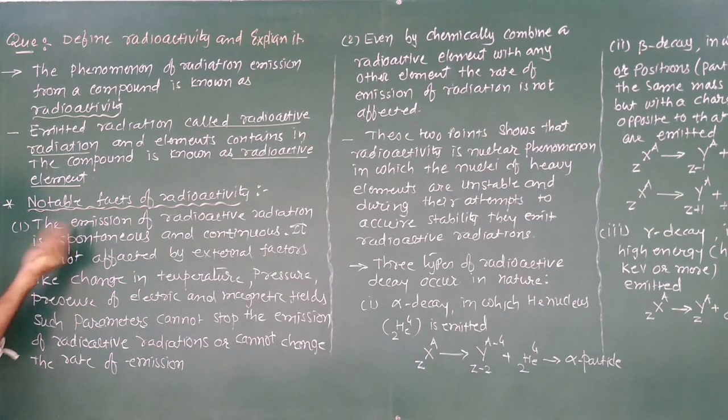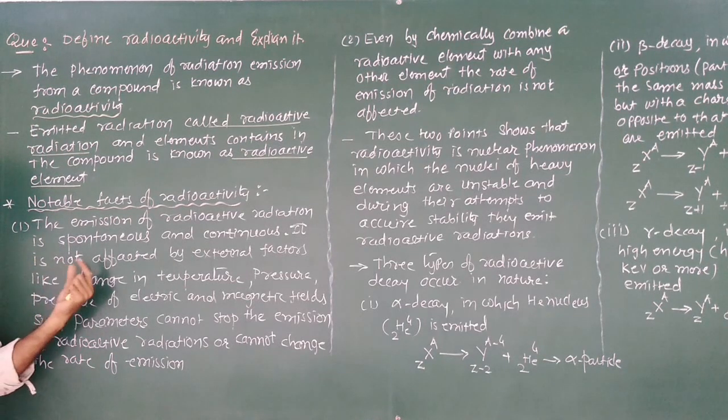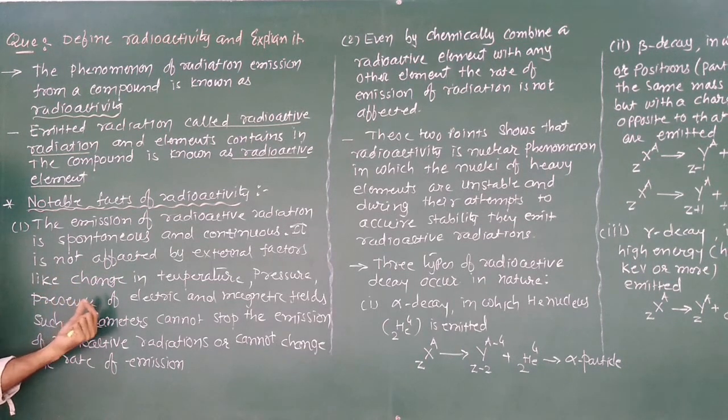The emission of radioactive radiation is spontaneous and continuous. It is not affected by external factors like change in temperature, pressure, or the presence of an electric and magnetic field. Such parameters cannot stop the emission of radioactive radiation or change the rate of emission.